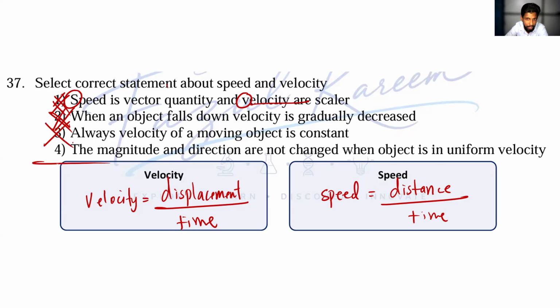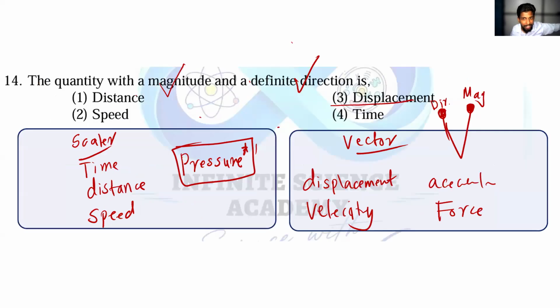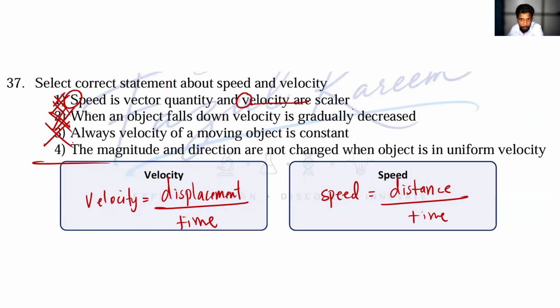When the direction got changed, the velocity also will be changed, because velocity is a vector quantity. It has direction and magnitude. Just come to the fourth point.